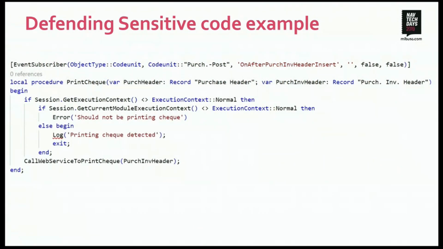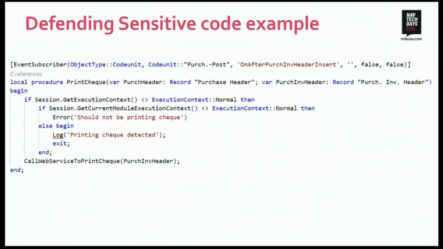So what should you do? You can make it safe by using this API. You get the execution context, and if it is different than normal, you can ask it, is my app the one that is triggering this? And we should definitely not be doing the purchase post in our app, right?